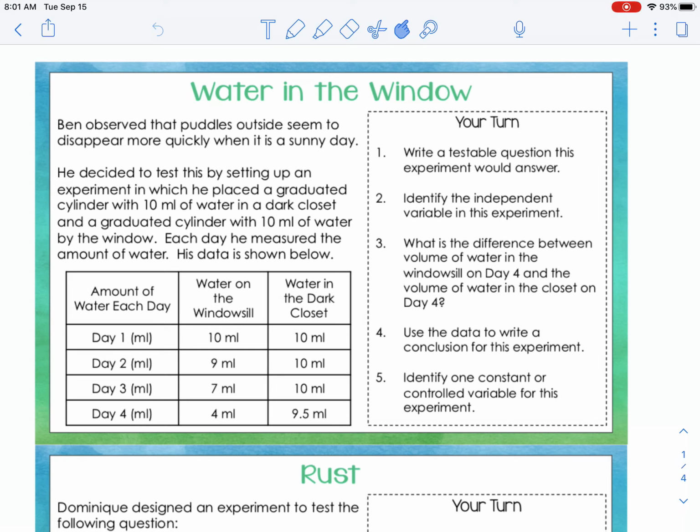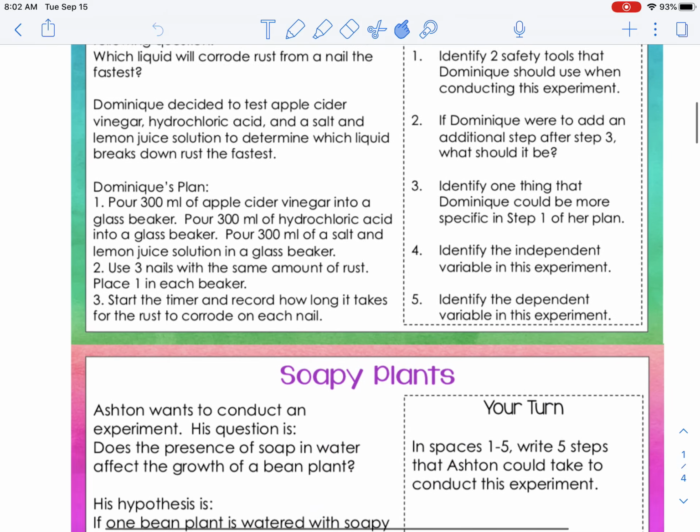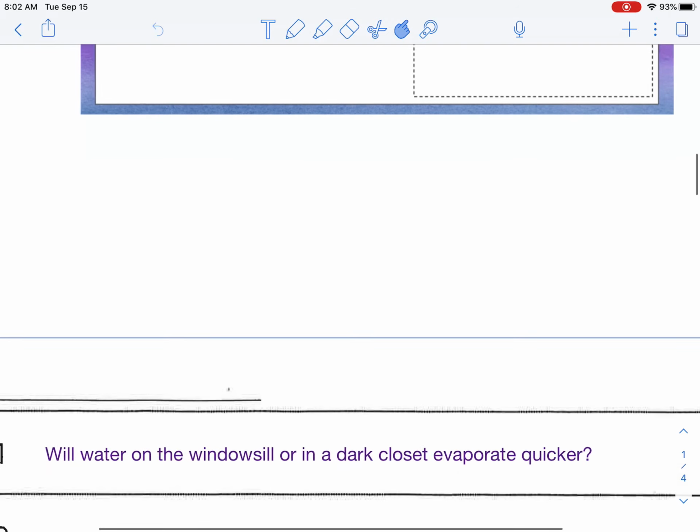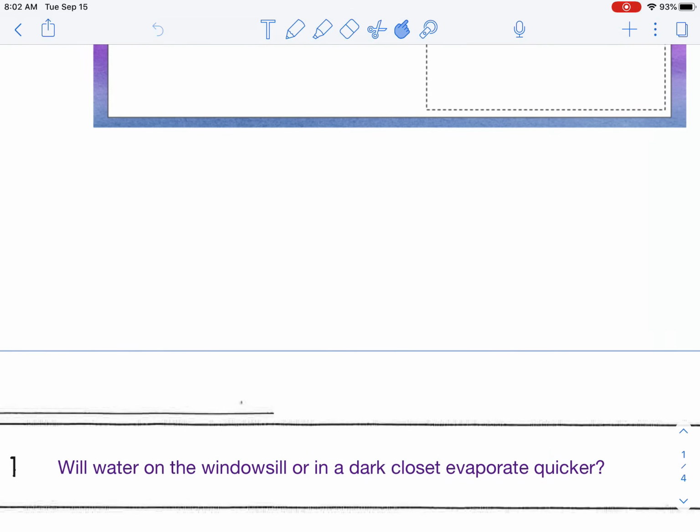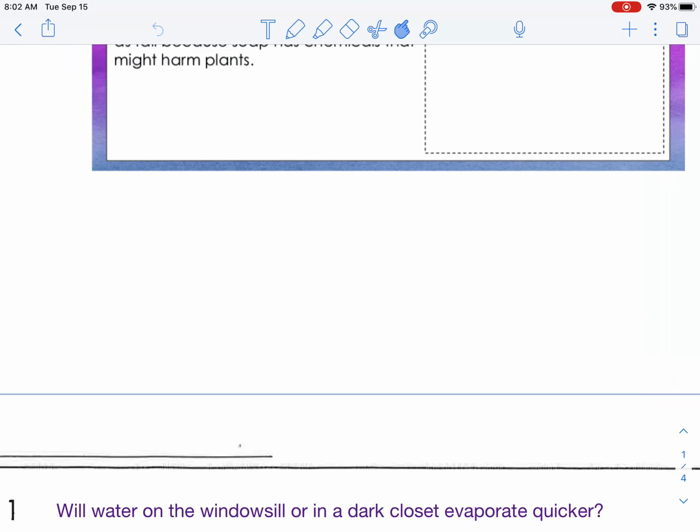The initial volume in each was the same, and you see how it goes down much quicker with the water on the windowsill than it does with the water in the closet. Okay, write a testable question this experiment would answer. So I came up with, will water on the windowsill or in a dark closet evaporate quicker?